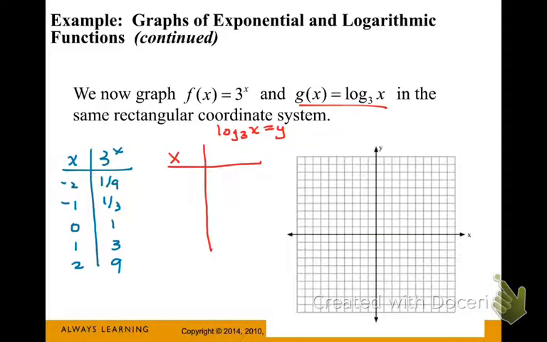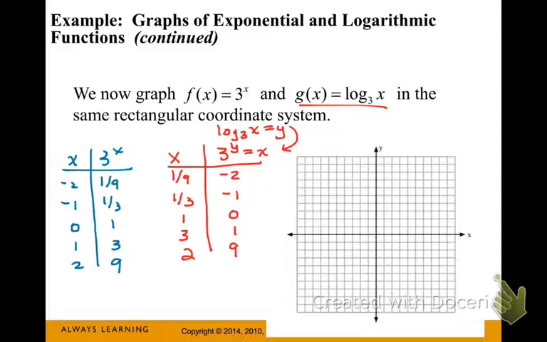From here, let's graph both of our functions, 3 to the x power, the exponential, and log base 3 of x, the logarithmic, in the same rectangular coordinate system, the same coordinate plane. I recopied the coordinates for our exponential, but then I want to rewrite the logarithmic as an exponential. So instead of log base 3 of x equal to y, I'm going to rewrite that as 3 to the y power equals x. We copy down those y values in the y column, and then switch those guys over there. That last point should actually say 9 too, so I made a mistake there.